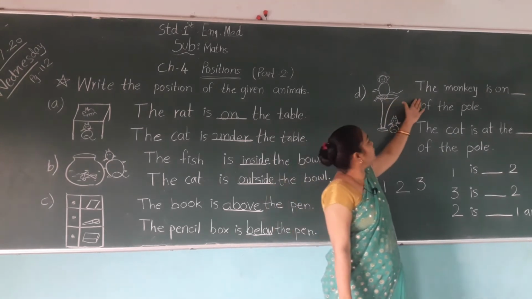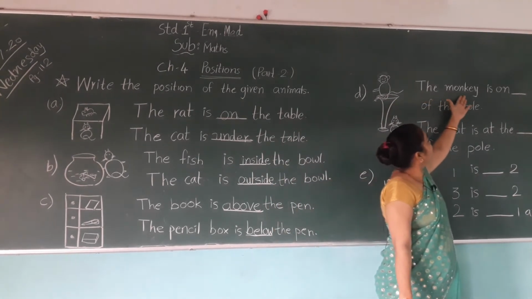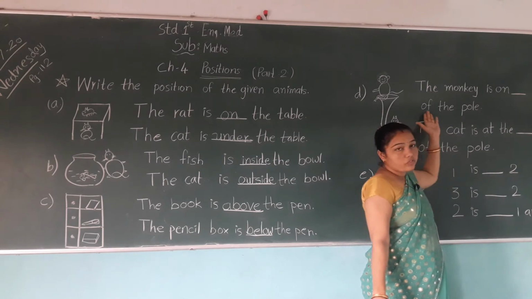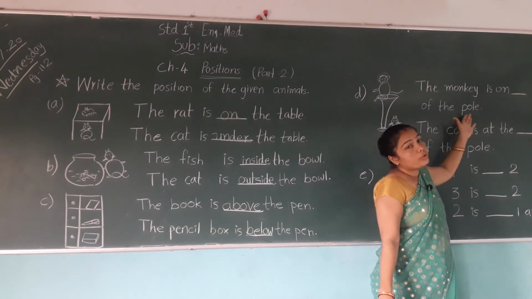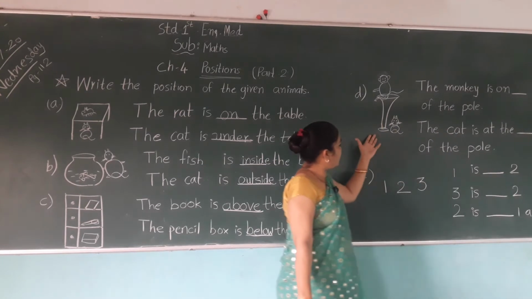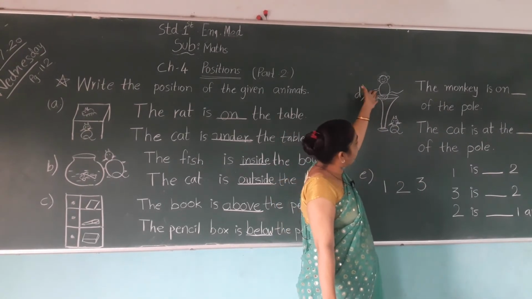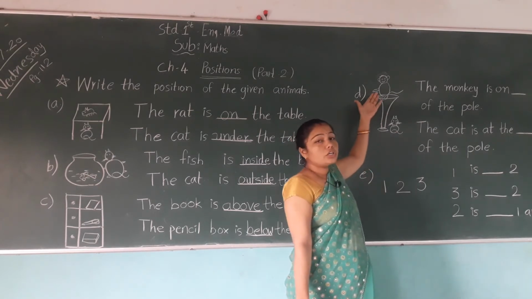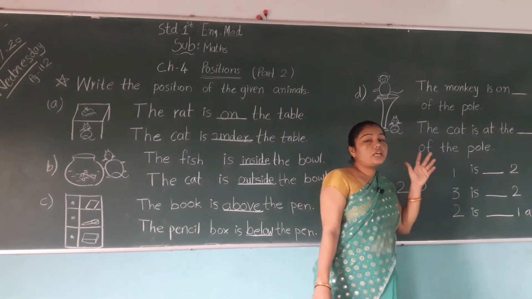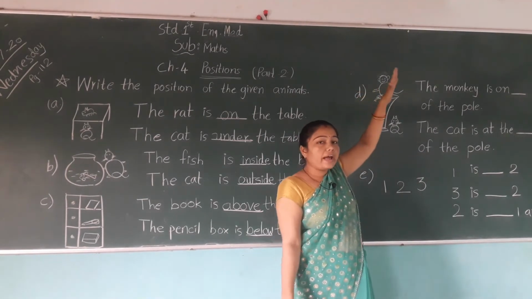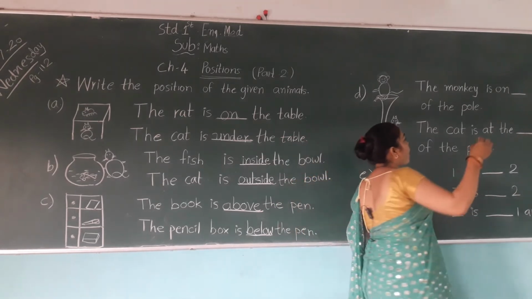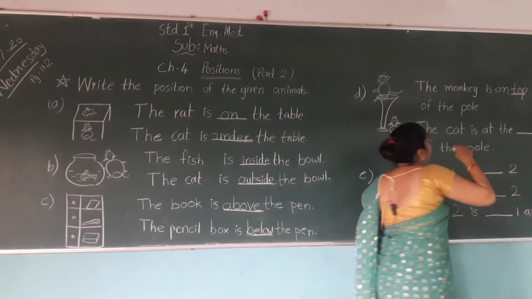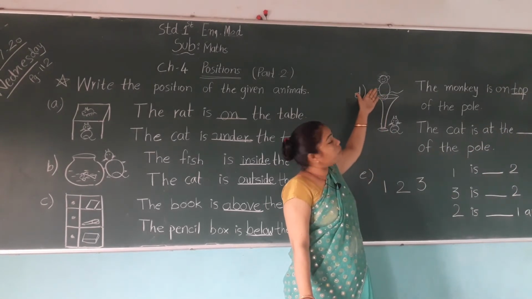Read the blank. The monkey is on dash of the pole. Now look at this pole. Where is the monkey? The monkey is on top of the pole. Where is the monkey? On the top. यानी सबसे ऊपर है ना? तो what we write? Top. What is the spelling of top? T-O-P. Top. The monkey is on the top of the pole.